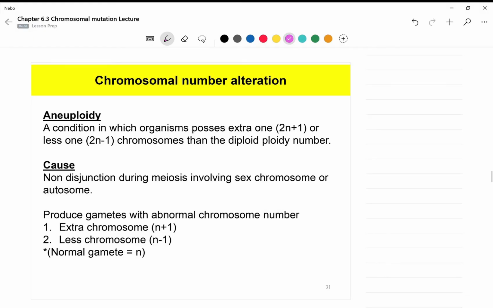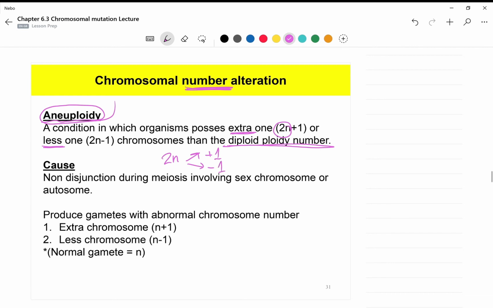The second type of chromosomal mutation is in terms of the number. The first type is what we call aneuploidy. Aneuploidy is a condition in which organisms possess one extra chromosome or one less chromosome than the diploid number. Diploid is 2n, so you can either gain 1 or you might have 1 less.